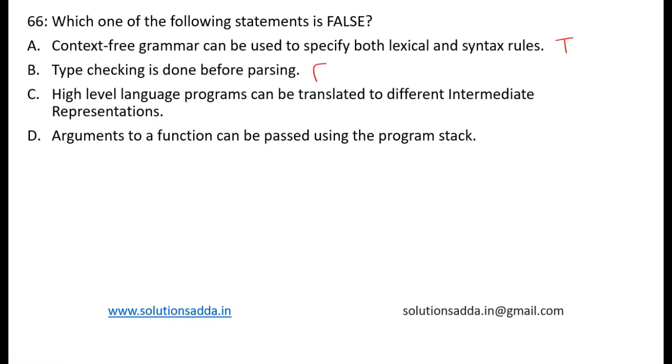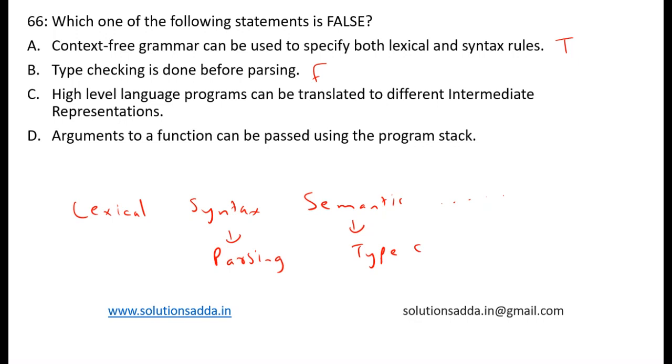This is actually false. So the usual flow is lexical analysis, syntax analysis, semantic analysis, and so on in compiling. So in the syntax analysis, we perform parsing, and in semantic analysis, we perform type checking. So type checking comes after parsing and it is not done before parsing. So this is false.